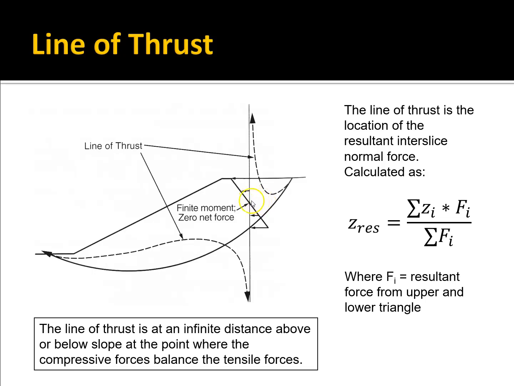So what we're looking at is where, if you take this force distribution shown by these 2 triangles, up near the top there's going to be a region where it's in tension at the top and compression at the bottom.